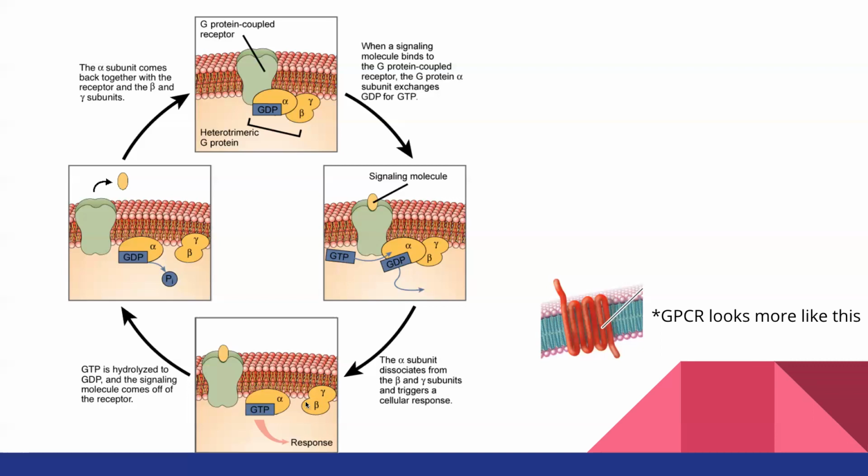It's also going to dissociate from the gamma and beta subcomplex, and they're also activated. So now we have this complex that can go and act on another effector and have a signal transduction pathway happening. The alpha subunit can do the same thing. So it could have a longer lasting effect on the cell than other types of receptors.